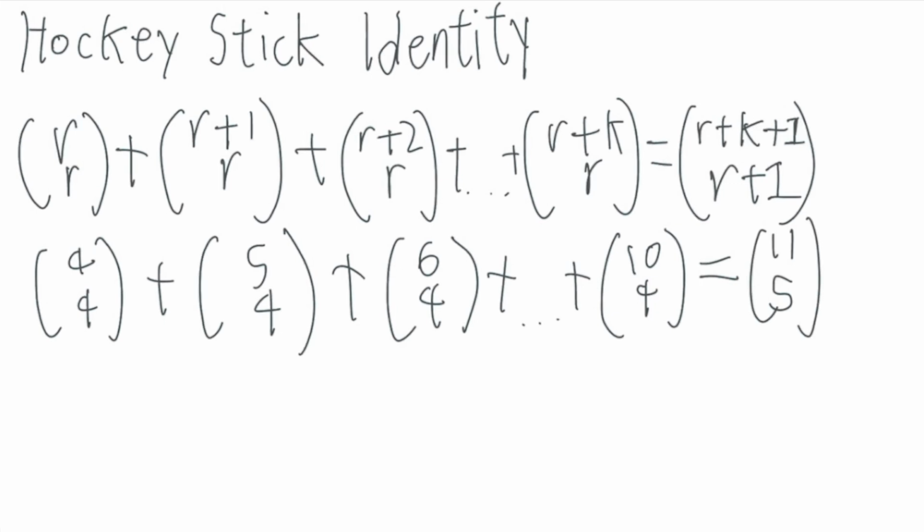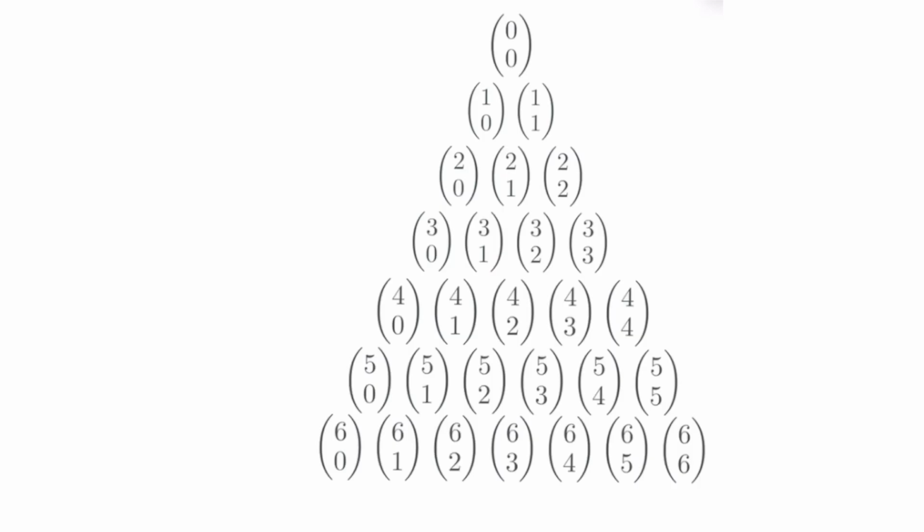To get an understanding of why this is true, we're going to take a look at Pascal's triangle, which, like I said, the hockey stick identity is just an extension of Pascal's identity. So let's make R 1 this time. We'll start at 1 choose 1, and let's go all the way until 5 choose 1. So that means k is 4, and all of these terms are going to sum to 5 plus 1 choose 1 plus 1, which is 6 choose 2.